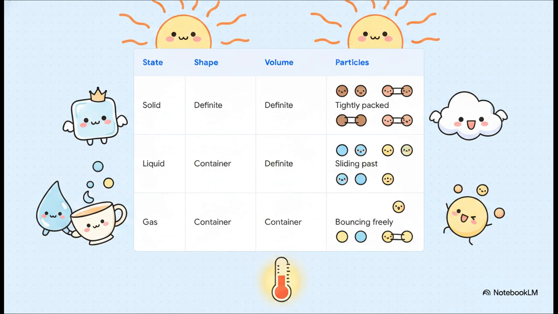But if we add some heat, we're adding kinetic energy. The ice melts into liquid water. The particles still have a definite volume, but now they have enough energy to break those rigid holds and slide past one another fluidly, basically adopting the shape of whatever cup or container you pour them into. Now give them even more energy by boiling that water. They become a gas, steam. With massive kinetic energy and practically no mutual attraction left, these gas particles bounce around freely and violently, expanding to completely fill whatever space they're given.